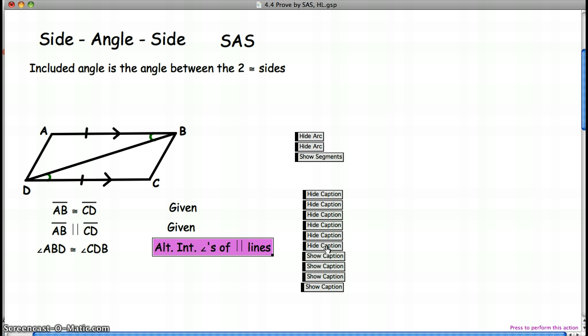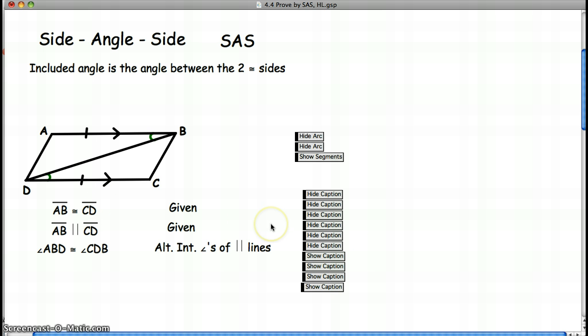Right, they're alternating interior angles of parallel lines. Since they're alternating interior, that's why that transversal right there is important versus these other two outside ones, because that creates the alternating interior angles. So that helps us because now we have a side and an angle and another side and another angle that are congruent. We just need to prove another side to be congruent.